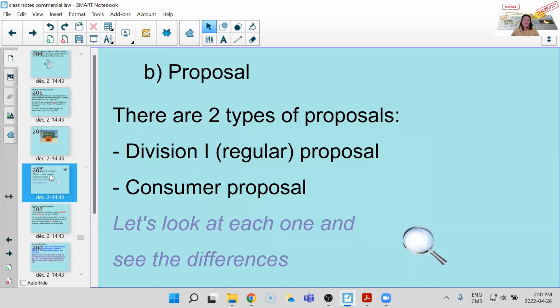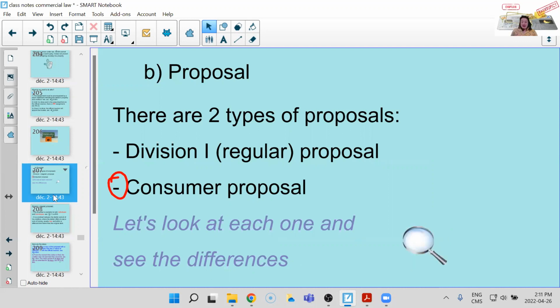Despite the fact that you have several ways to avoid bankruptcy, we'll talk about one in particular, but I want to mention that there are two types of proposals. Okay, there's the first one, which is called the Division 1 proposal or the regular proposal, and the one that we see or hear a little bit more, the consumer proposal.